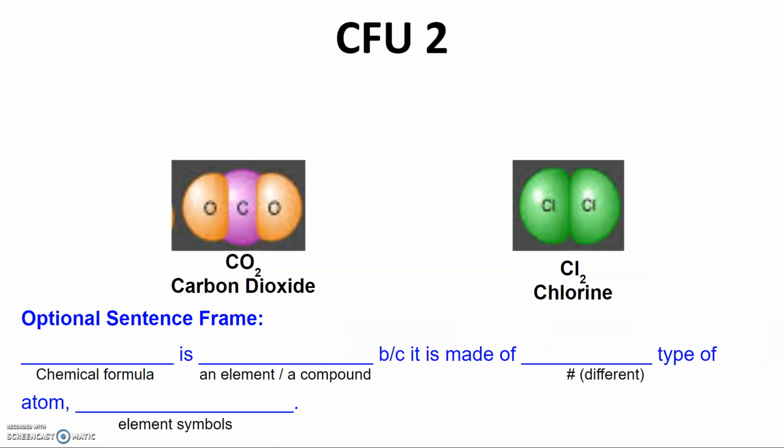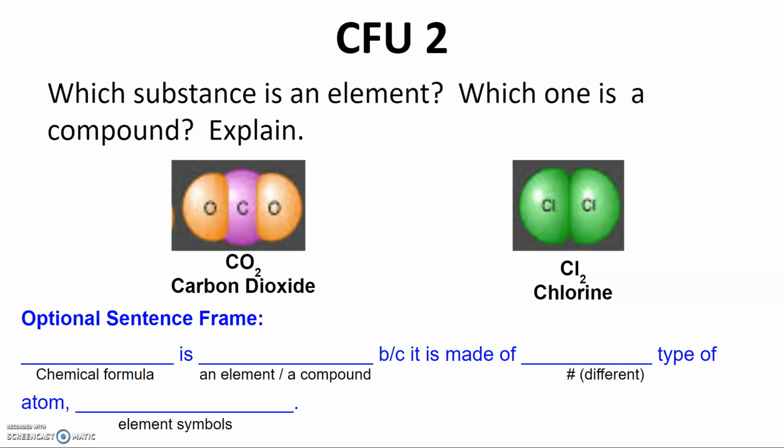All right, so we have two examples here, CO2 or carbon dioxide and chlorine. Which substance is an element and which one is a compound? And be sure to explain. Pause the video now. When you press play again, the answer will be revealed.